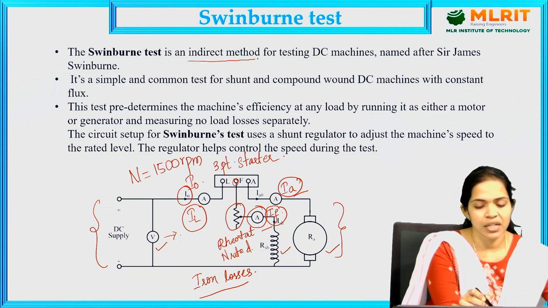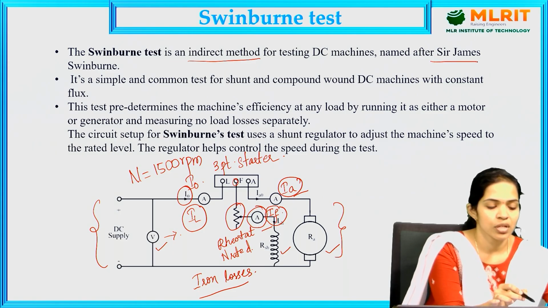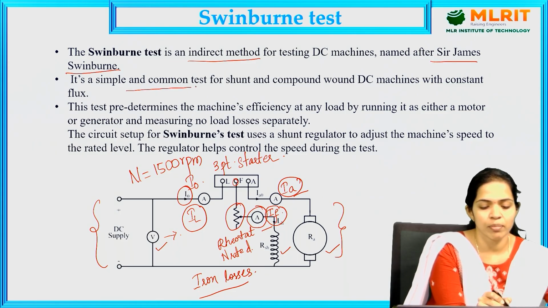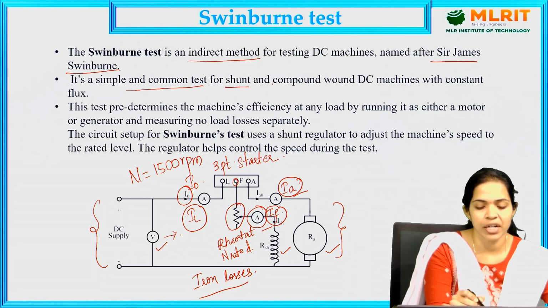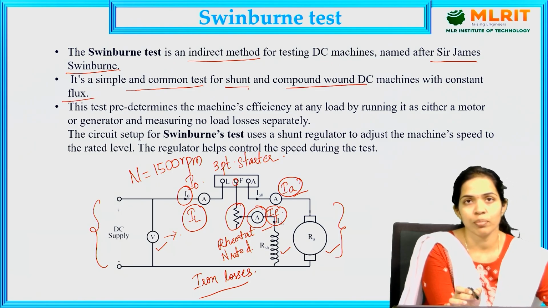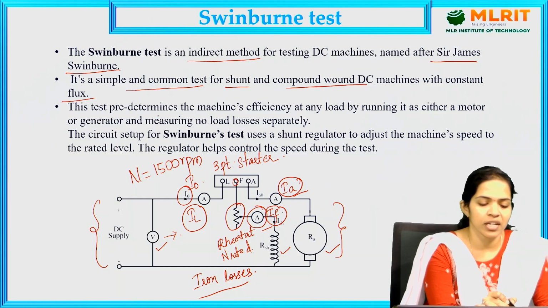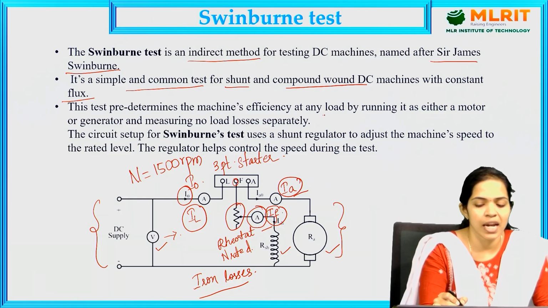So we know that it is an indirect method of testing and it is named after the scientist Sir James Swinburne. It is a simple and common test. We usually run it for shunt and compound wound machines with constant flux. We know that shunt machine and compound wound machines are constant flux machines. So this test predetermines the machine's efficiency at any load by running either as motor or generator.